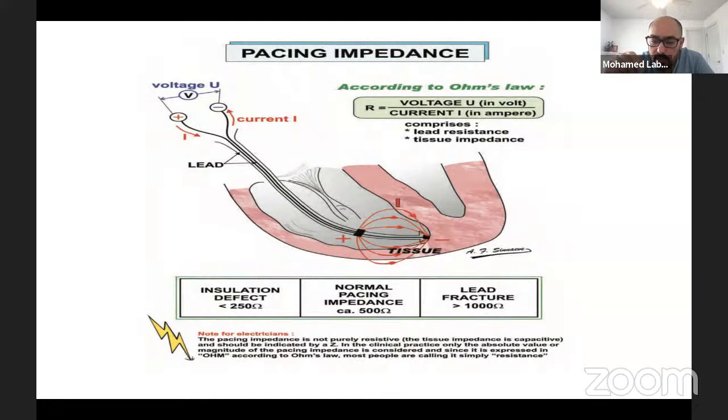The way I remind myself and people in training is like a hose, the tube: when there's a crack in the tube, you have a leak, so the resistance is lower and the pressure is lower. The other example, if you have a kink in the tube, you will have a higher resistance, which is a fracture of the conductor. So if you have a high impedance, think about lead fracture. If you have low impedance, insulation break. If you're putting in a device acutely, high impedance can be a sign of perforation.